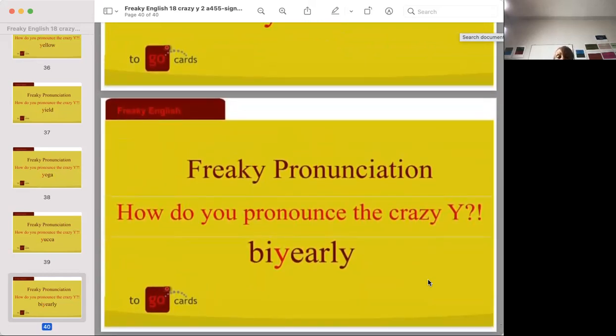So we saw the Y as a vowel when it imitates the long I sound, when it imitates the short I sound, excuse me, and we see the Y when it's a consonant. It's not imitating anything, it's its own sound.